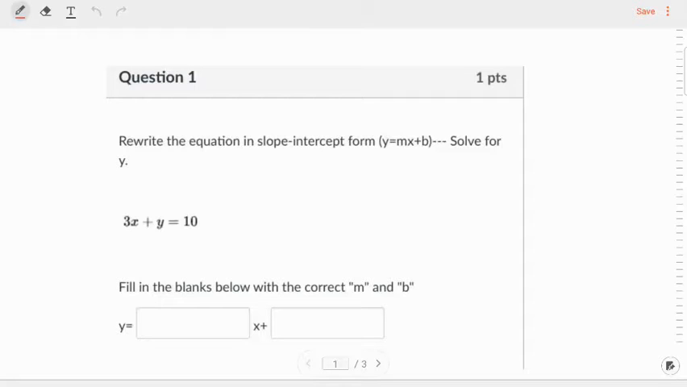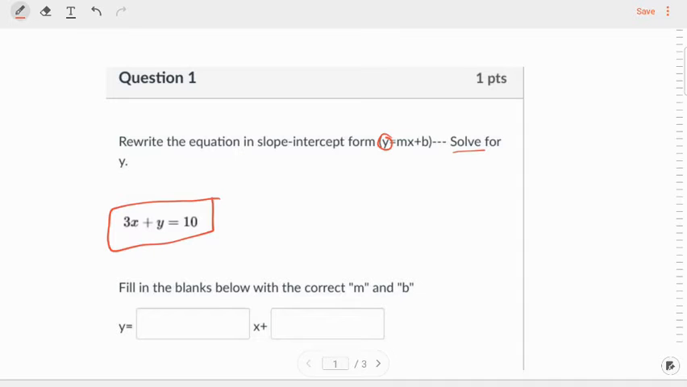In this video, I'm going to help you on assignment 5.1, and we're going to go over 3 of the questions, kind of different levels, so it can help you wherever you're getting stuck. On question number 1, it asks me to rewrite the equation in slope-intercept form. Remember, slope-intercept form is y equals mx plus b. So y is by itself. So I'm going to solve for y.